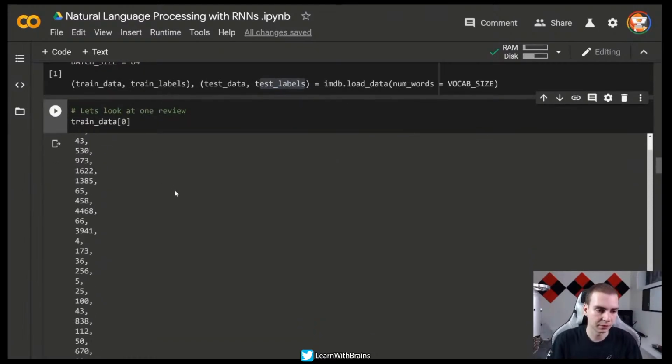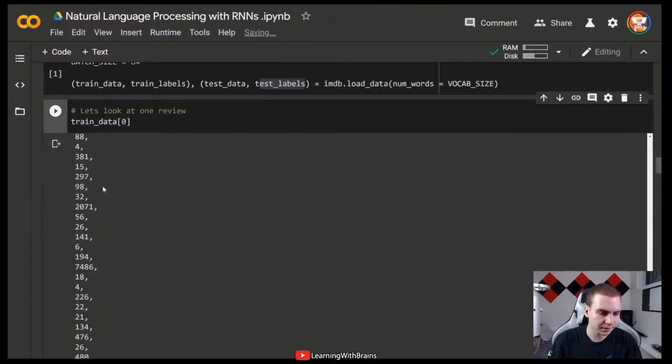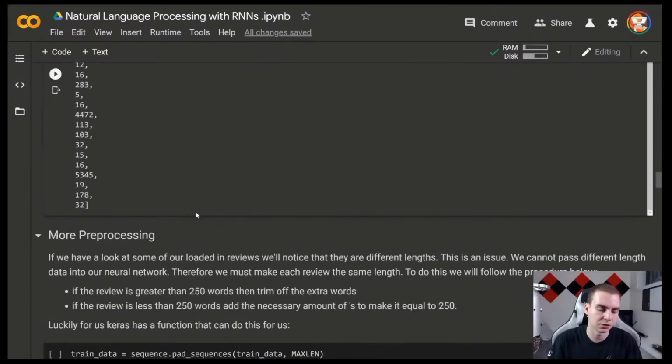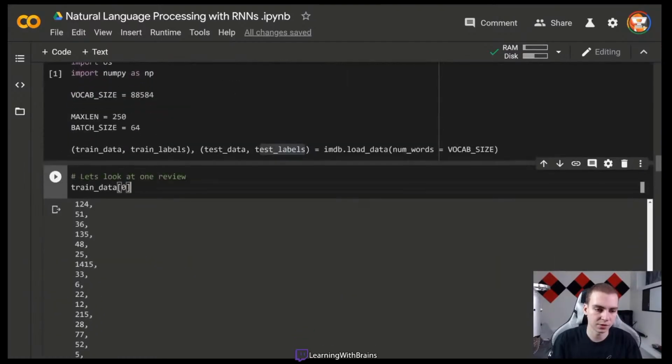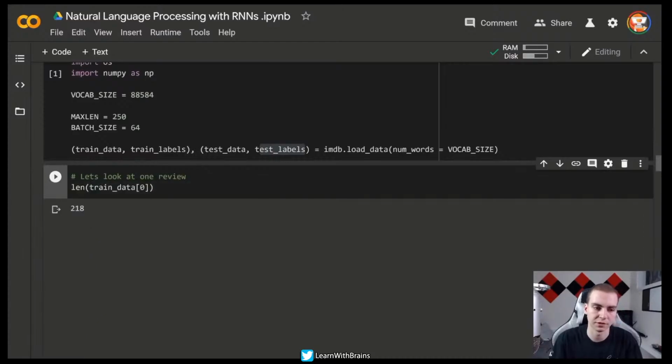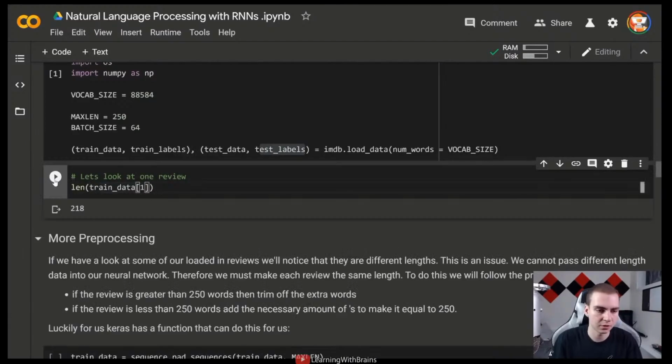So this is an example of our first review. We can see the different encodings for all of these words, and they're already in integer form. Now, just something to note here is that the lengths of our reviews are all different. So the len of train data 0 is different than the len of train data 1, right? So that's something to consider as we go through this and something we're actually going to have to handle.